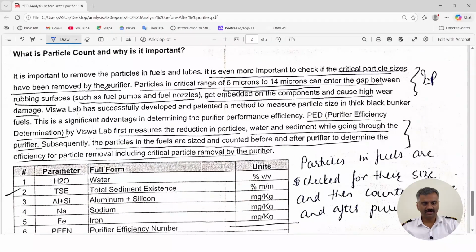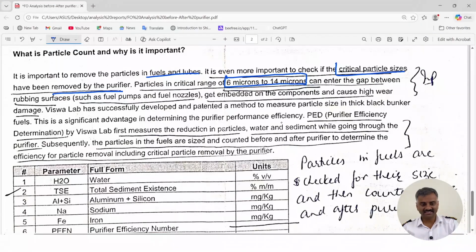What is particle count and why is it important? It is important to remove the particles, sediments, particles in the fuel oil and lube oil. It is even important to check if the critical particle sizes have been removed by the purifier. Particles in the critical range of 6 micron to 14 microns. The problem with these particles is that alumina silica is also present in particle form, and sediments are also in particle form. Mainly the alumina silica is in the form of sand, in the form of particles like this.